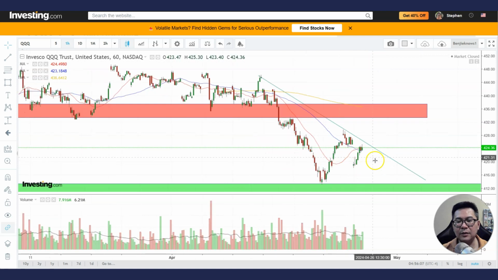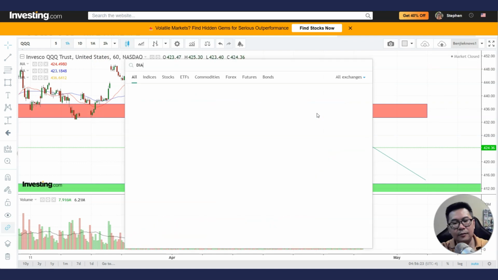Okay, so if a double bottom forms, there's a high probability it might go up and go way past the supply area to this area. And if after that we trade sideways, there's a possibility we might break higher. Let's move to the Dow, DIA.